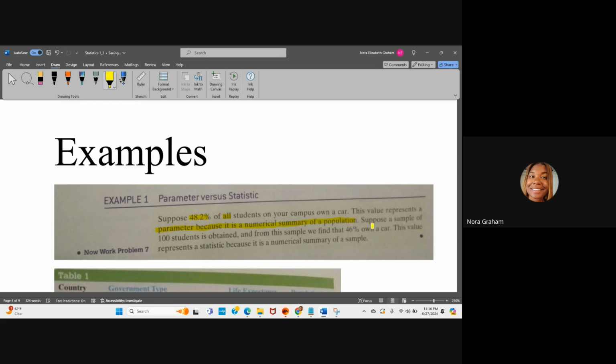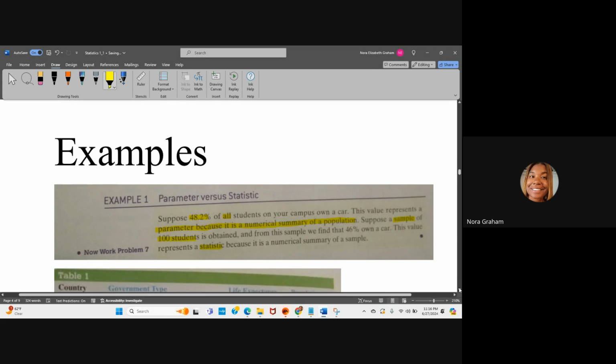So now let's look at this one. Suppose a sample of 100 students. It already said it right here, sample. That's your keyword. Okay, if 100 students is obtained from this sample, we find that 46% own a car. Since we're taking a sample, that is going to be a statistic.